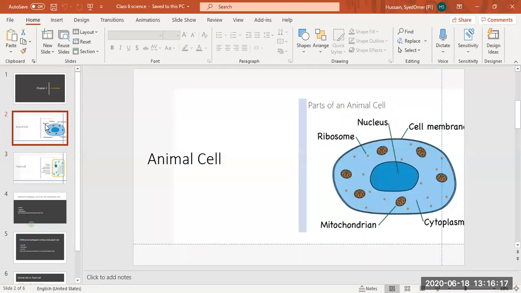Okay, the third one, the cell membrane. Underline, the cell membrane is a thin skin around the outside of the cell. Now, as you can see in the picture of an animal cell, that the cell membrane is very thin skin. It is a very thin skin and it is protecting a cell. It is surrounding a cell. Now, what does it do? It prevents the cell contents from escaping.